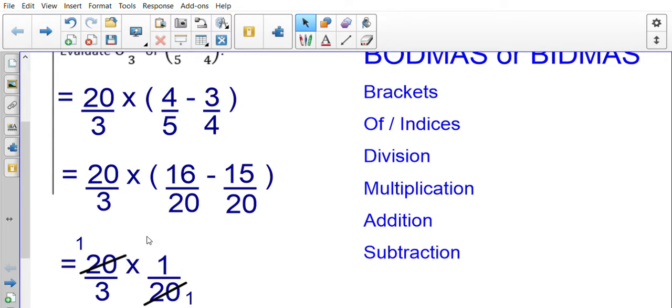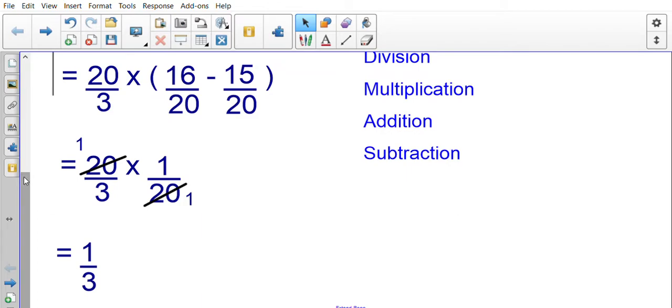We're now going to have to deal with the multiplication. You'll notice I have simplified diagonally, which you should always do with multiplication. It will make your life a lot easier. Clearly 20 and 20 are both divisible by 20. So 20 divided by 20 is 1, and then do the same thing to the other 20: 20 divided by 20 is 1. Doing so makes the next bit of working very easy, because when you multiply the numerators together, it's just 1 times 1, and when you multiply the denominators together, it's 3 times 1. So your very final answer is 1/3.